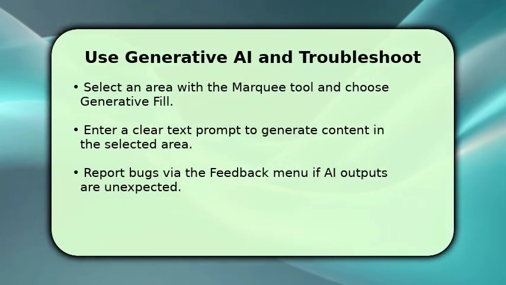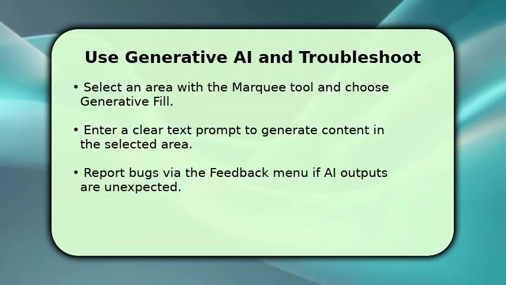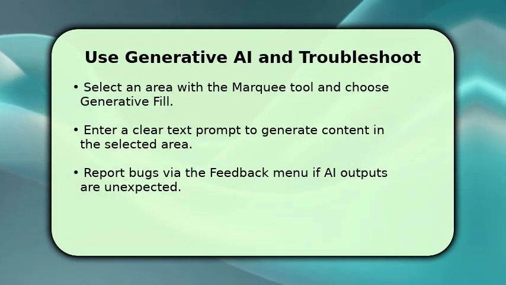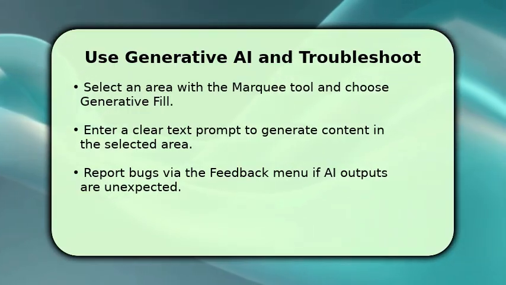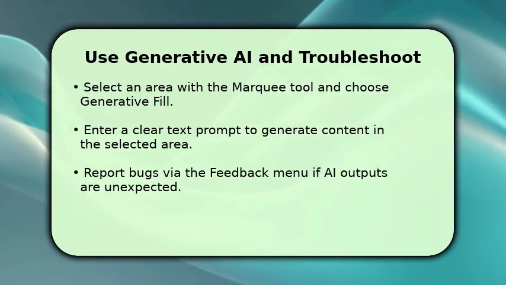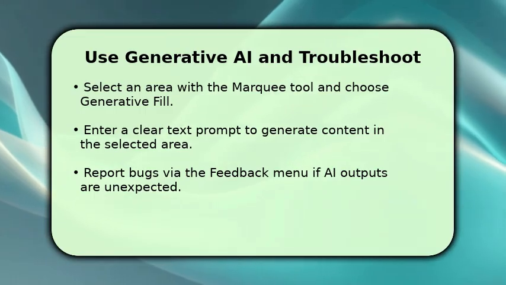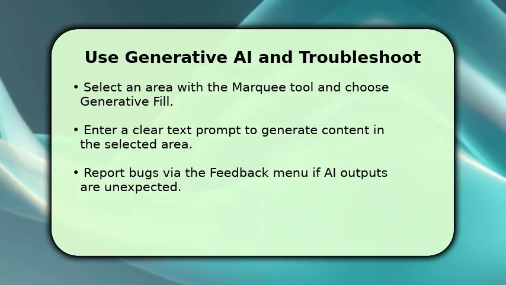With the selection active, click the Generative Fill button or open the Fill menu and choose Generative Fill. Type a clear text prompt describing the desired content and press Generate to create variations. Use the lightbox to review multiple options and click Commit when you like a result.